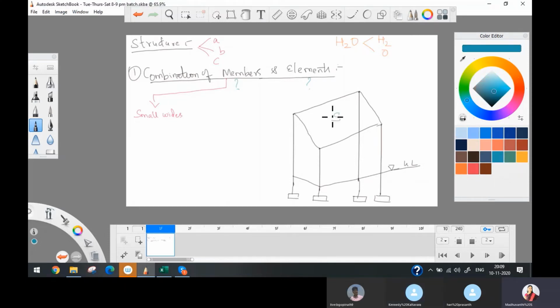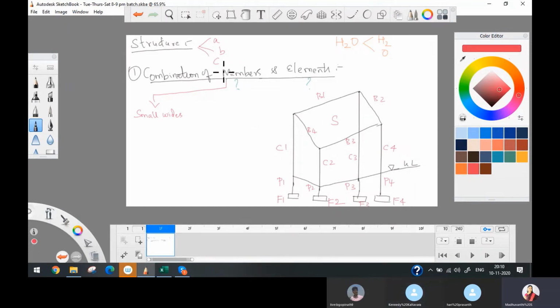So this is your slab and there are beams, here B1, B2, B3 and B4. And there are columns as well, column 1, column 2, column 3 as well as column 4. And below the ground level there are four pedestals, P1, P2, P3 and P4. Similarly there is footing, right? So there are so many members and elements.